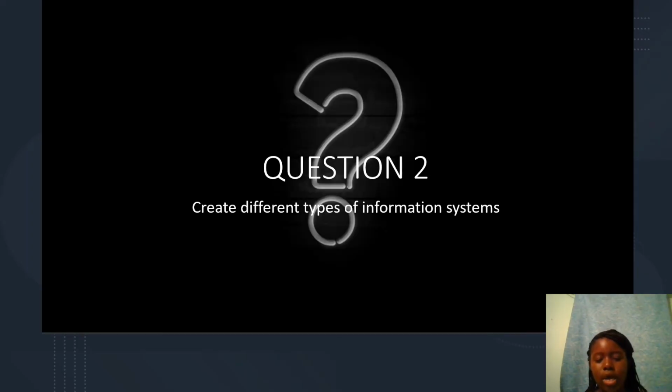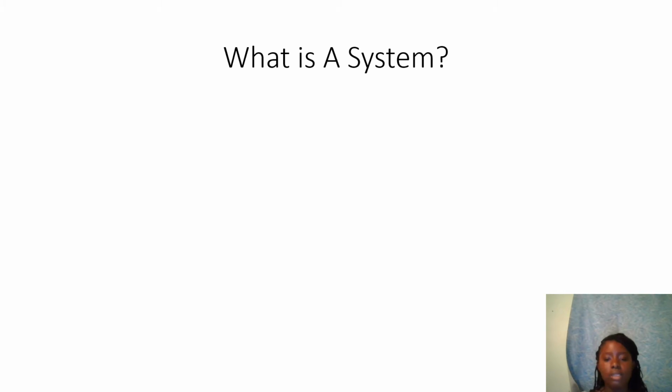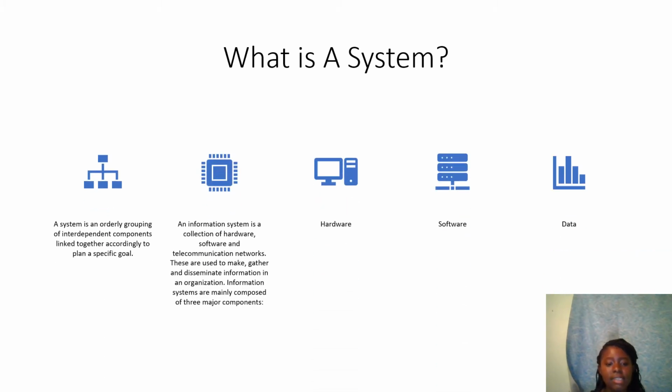Question number 2. Create different types of information system. What is a system? A system is an orderly grouping of interdependent components linked together according to plan to achieve a specific goal. An information system is a collection of hardware, software, and telecommunication networks. These are used to make, gather, and disseminate information in an organization. Information systems are mainly composed of 3 major components. They are hardware, software, and data.